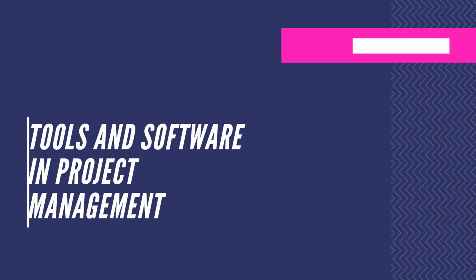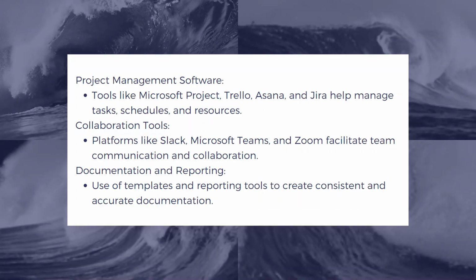Tools and software in project management. Project management tools like Microsoft Project, Trello, Asana, and Jira help manage tasks, schedules, and the resources. Collaboration tools. Platforms like Slack, Microsoft Teams, and Zoom facilitate team communication and also the collaboration. Documentation and reporting. Use of templates and reporting tools to create consistent and accurate documentation.